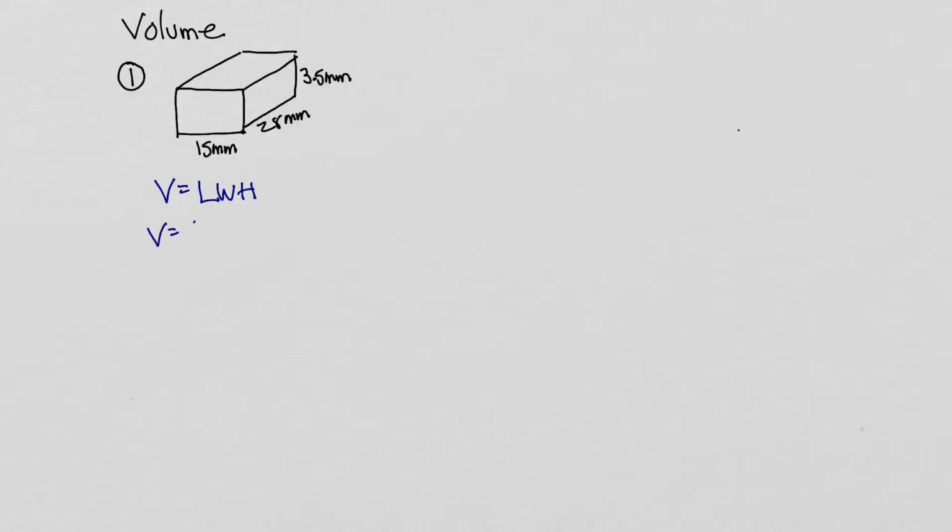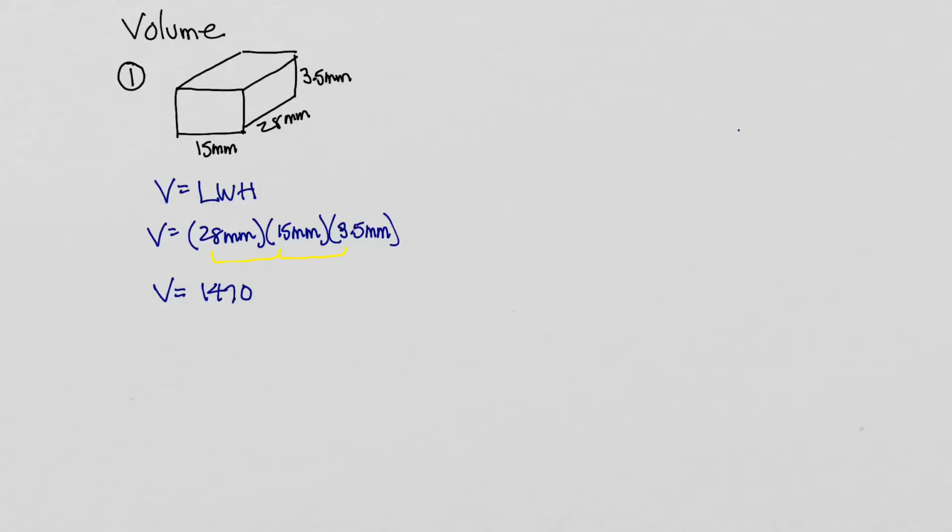So we're going to get the length. Now, it doesn't matter what order we put these in, but I'll do LWH. 28 millimeters, width 15 millimeters, and the height 3.5 millimeters. And now I'm going to multiply these numbers together. So when I multiply those numbers together, I get V equals 1470.